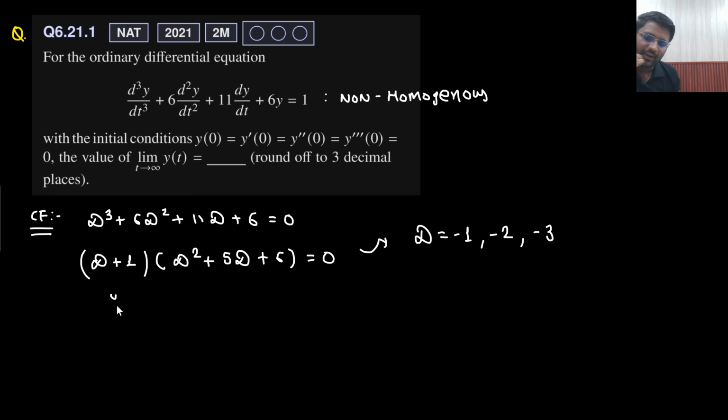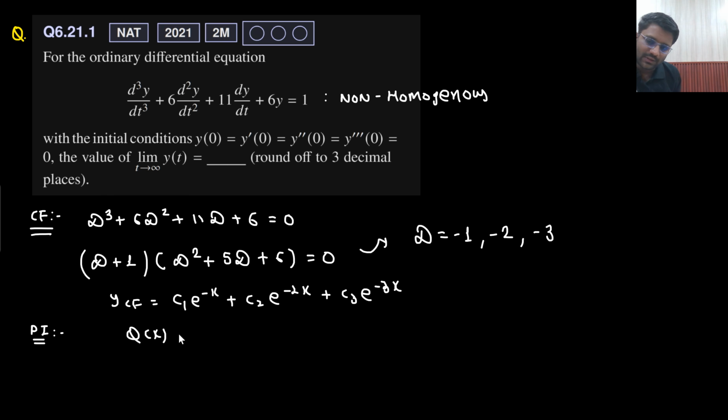So what is my CF? Sir, the CF you are getting is C1 e to the power minus x plus C2 e to the power minus 2x plus C3 e to the power minus 3x. What about PI, sir? If I need to find out PI, what will I do? Sir, for finding out PI, I need to put Qx not equals to 0. Then the scenario would be (d cube plus 6d square plus 11d plus 6) y equals to 1.